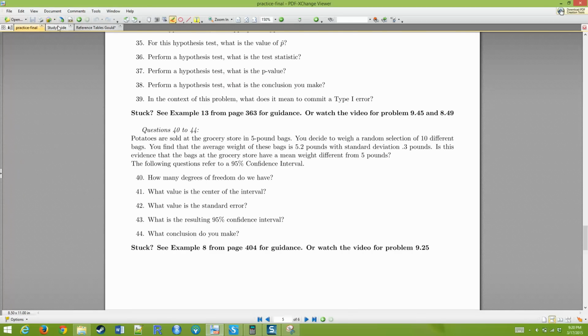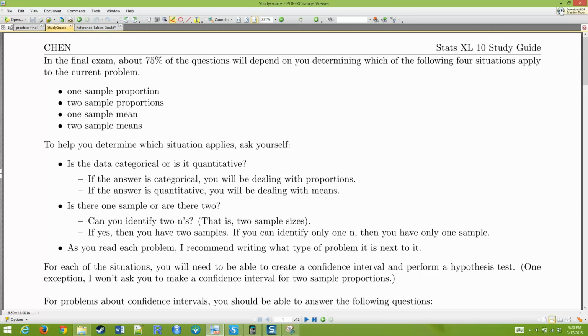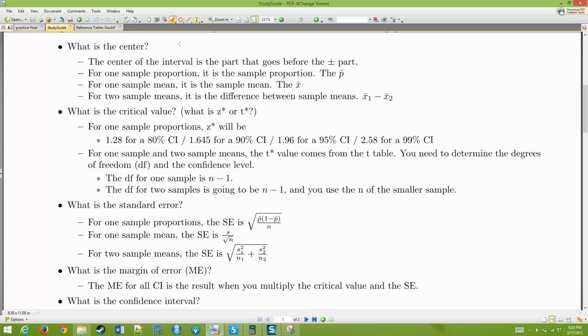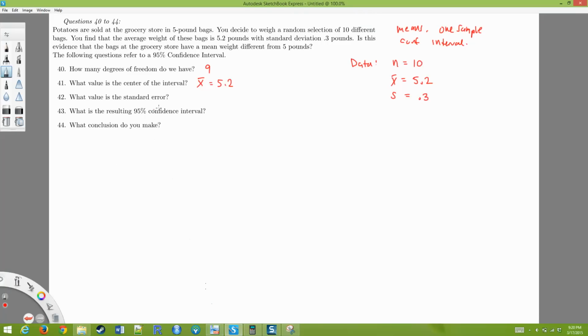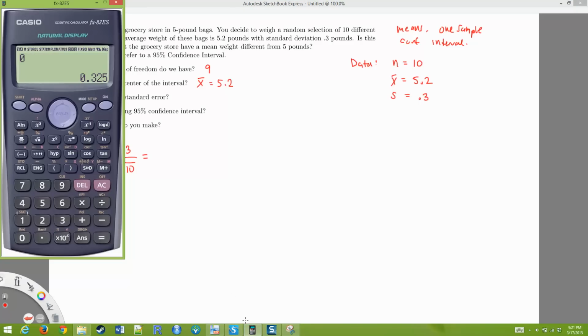If you're not sure about these things, you can always go to the study guide. What's the center? I'm dealing with one sample mean, so that's x bar. And what about the standard error? That's going to be s over the square root of n. So I'm going to do 0.3 divided by the square root of 10, and I get 0.0949.